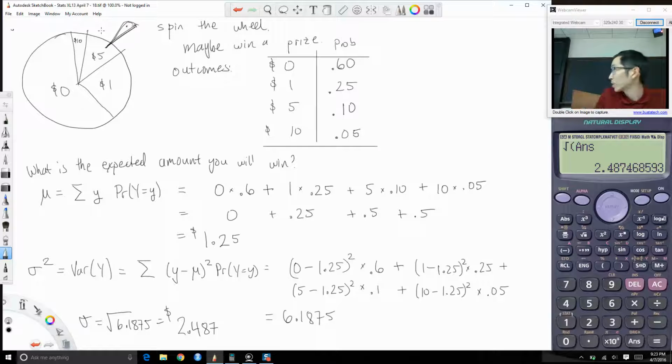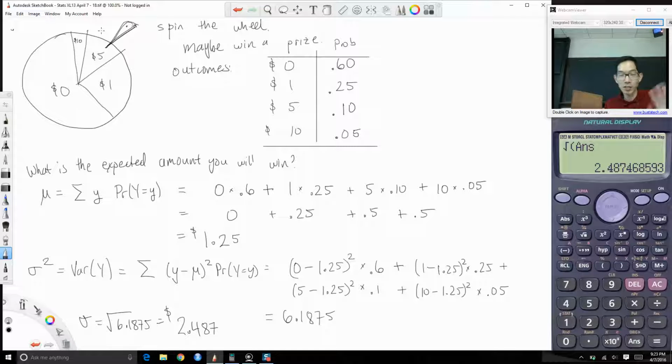Yes, question. Maybe just to clarify what it means in the real world again. So I feel like on the last one I kind of blanked. So the $1.25 is what you would expect if you play it a bajillion times. Yeah, if you played a bajillion times and you took your average winnings, that's $1.25. Okay, and then the 2.487 in the real world means this is kind of your spread in the winnings. So some days you're going to walk away with $0. Some days you're going to walk away with 10.